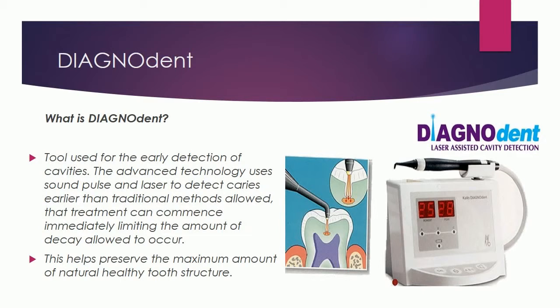Diagnodent. What is Diagnodent? A tool used for the early detection of cavities. The advanced technology uses sound pulse and laser to detect caries earlier than traditional methods allowed, so that treatment can commence immediately, limiting the amount of decay allowed to occur. This helps preserve the maximum amount of natural healthy tooth structure.